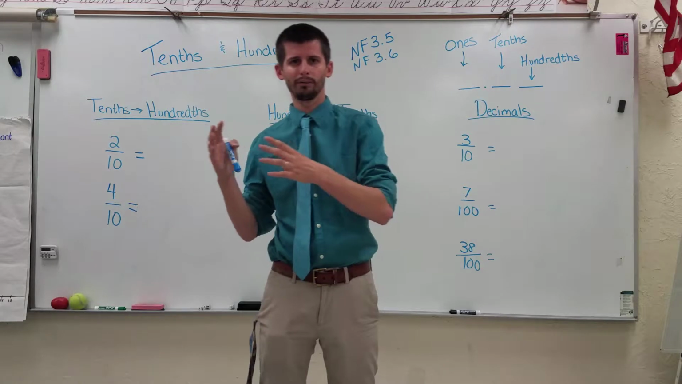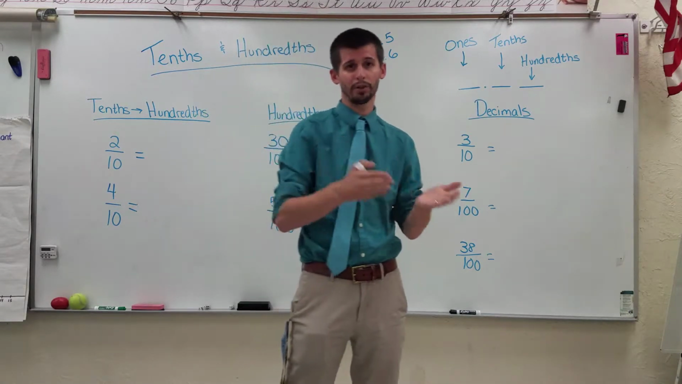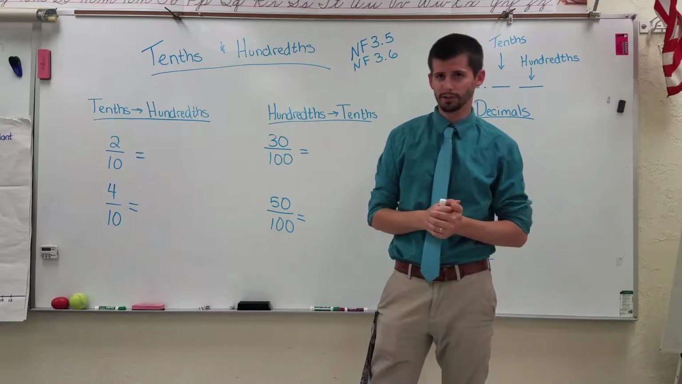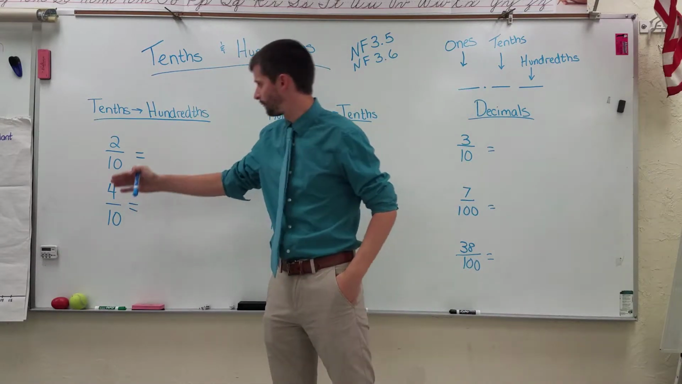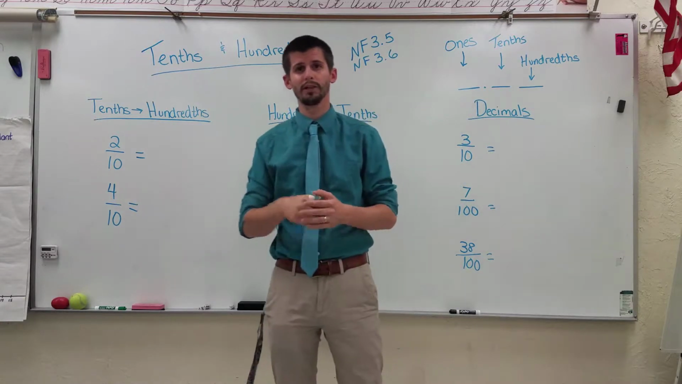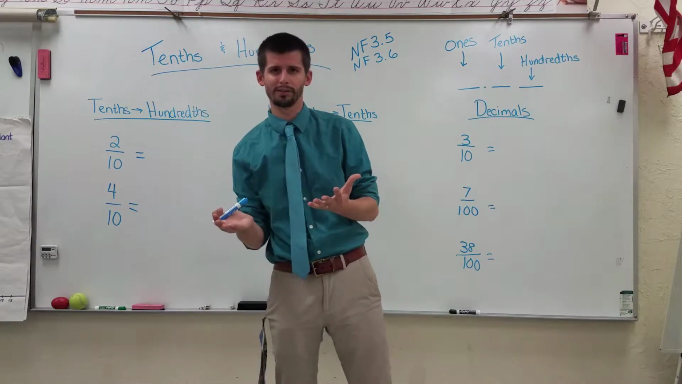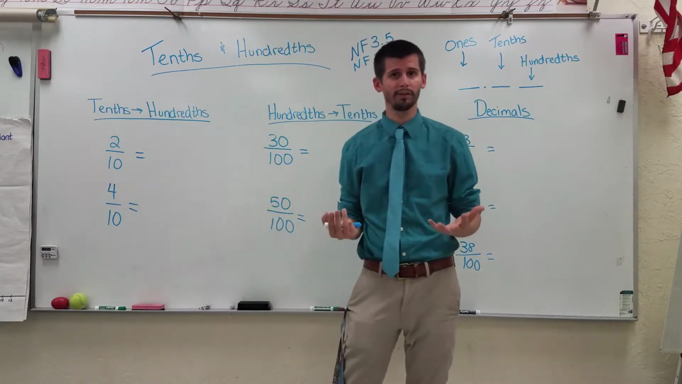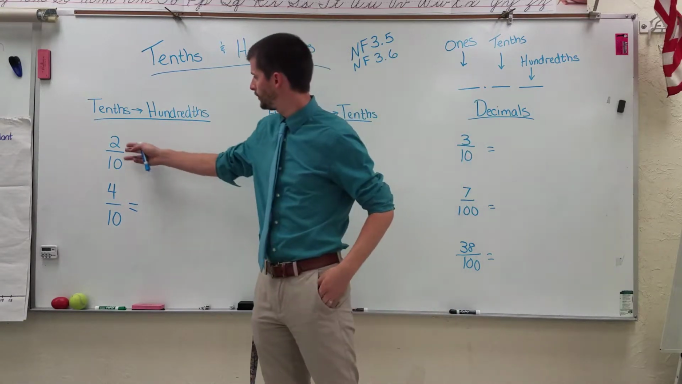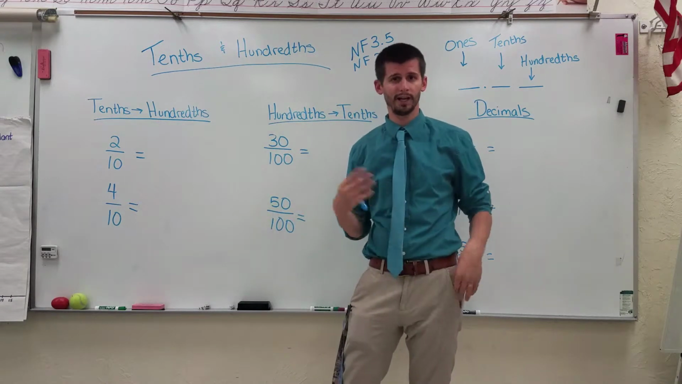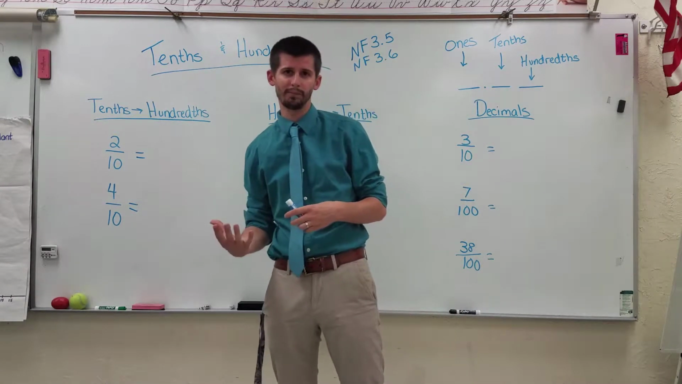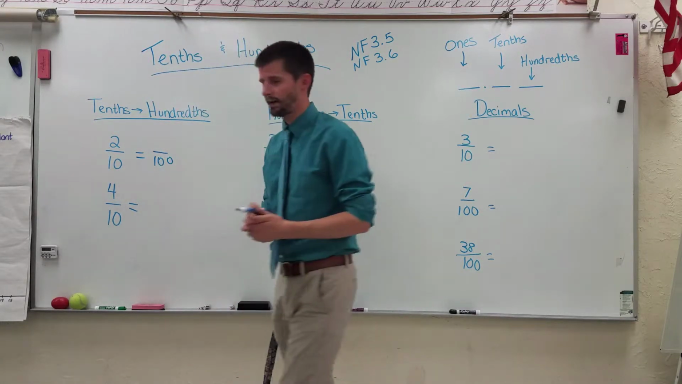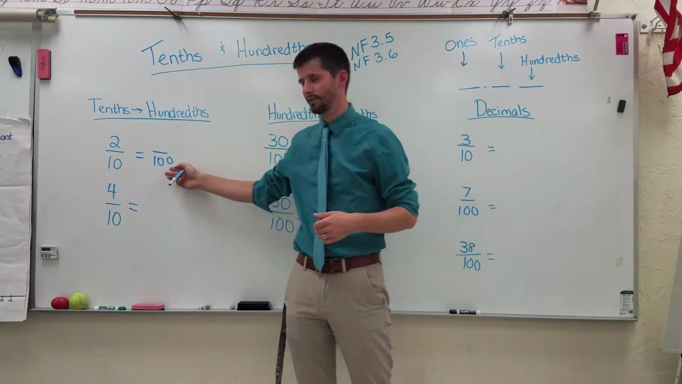So I'm going to show you what I kind of do to help them out, and I'll show you a different way as well. The first thing I want to show you is tenths to hundredths. So we have 2 tenths and 4 tenths, and I want to make an equivalent fraction that has 100 as the denominator, so that way it's in hundredths. I like to start with that conversation about the money again. If you have 2 tenths, and tenths are like dimes, that would be like saying you have 2 dimes. So how many pennies would I have if I had 2 dimes? Because the pennies are like the hundredths.